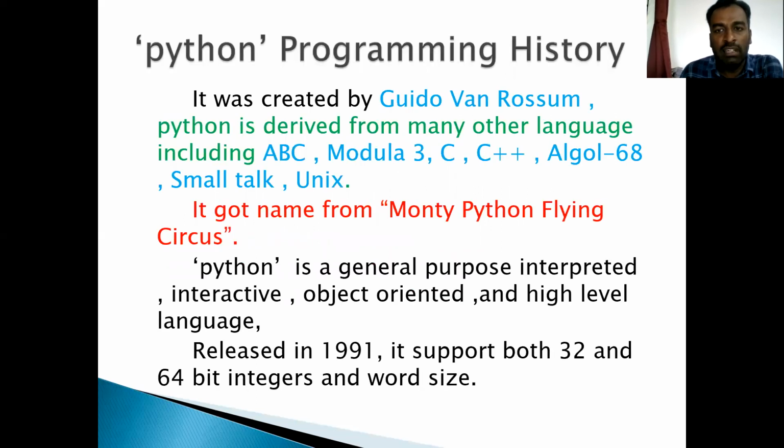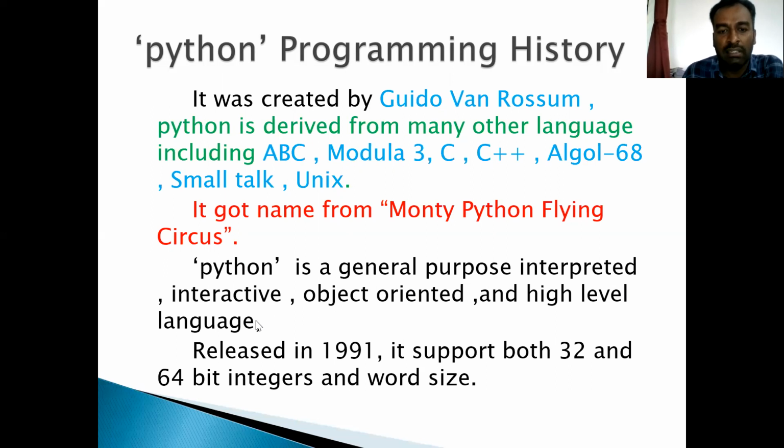So next one is Python program history. Python was created as version 0.1. It is derived from other languages called ABC, Modula-3, C++, Algol, Smalltalk, and Unix. It got its name from Monty Python's Flying Circus. So it is one of the stories why the language is called Python. Python is a general-purpose, interpreted, interactive, object-oriented, high-level language.